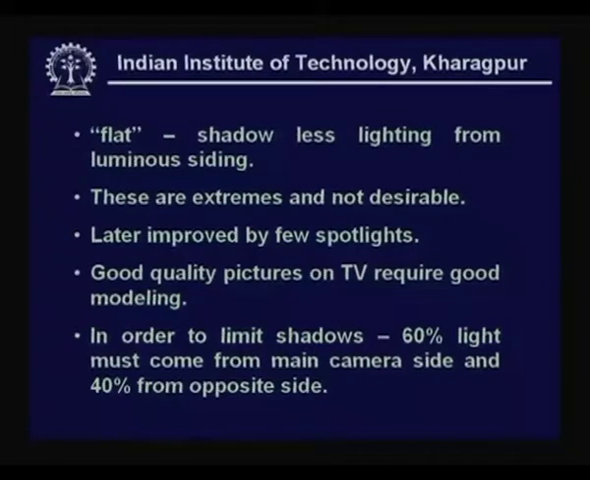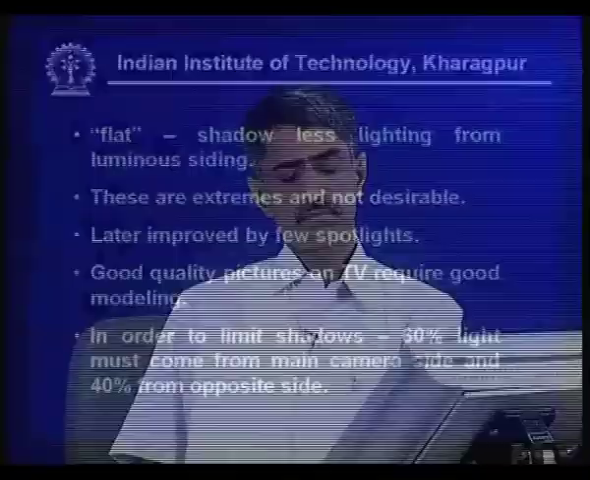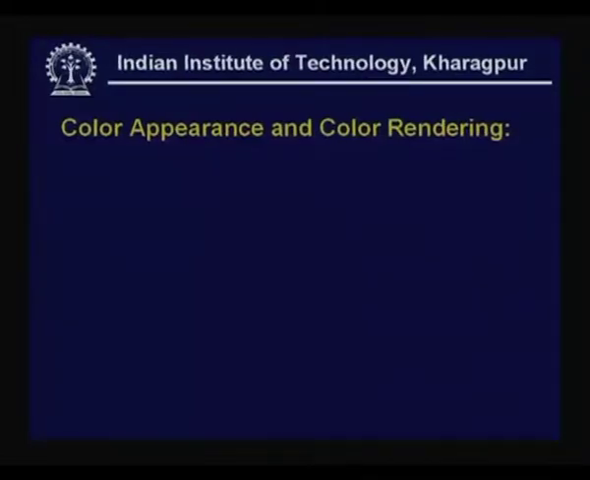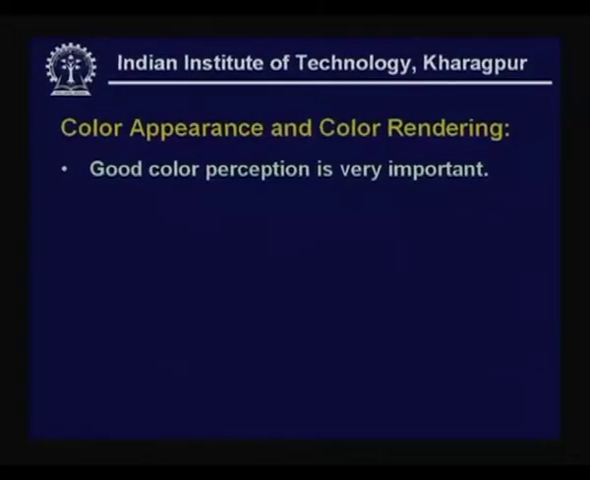Now, in order to keep shadows under control and have good modeling, the main camera should allow about 60% of the light to come from one side and 40% from the opposite side. That way it enables good quality modeling. This is about the modeling. We said color appearance and color rendering may not be necessary in the field for the spectators and the players, but it is very much necessary for the media, and it is very important to have good color perception.